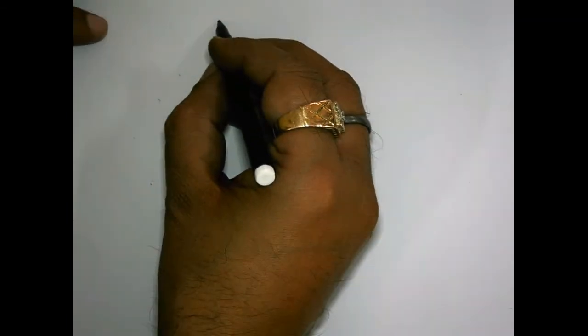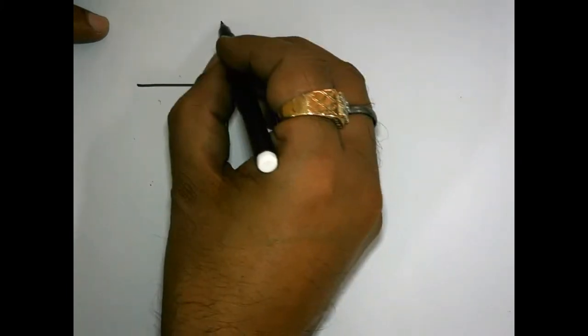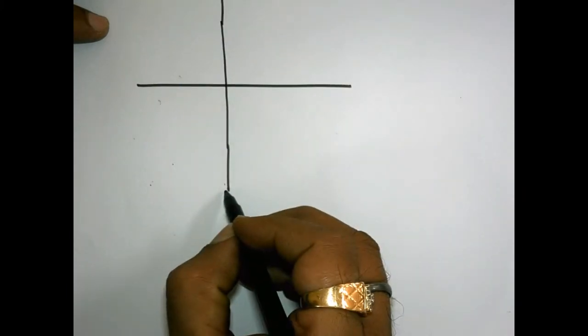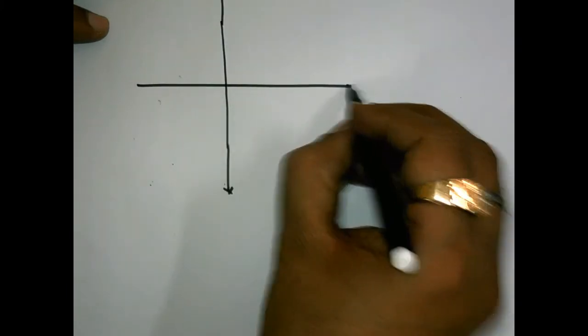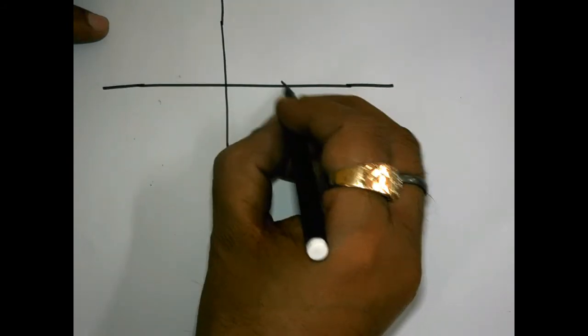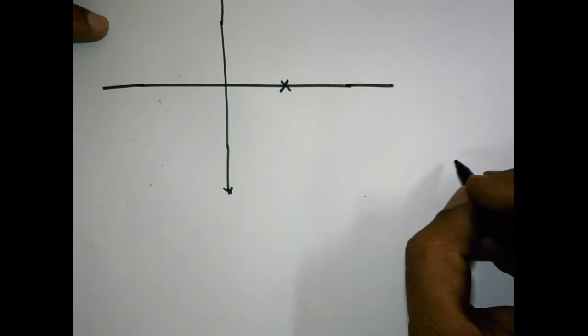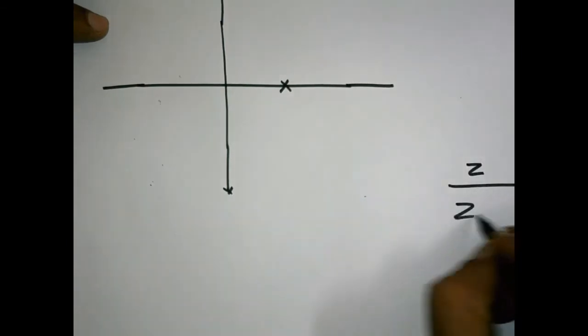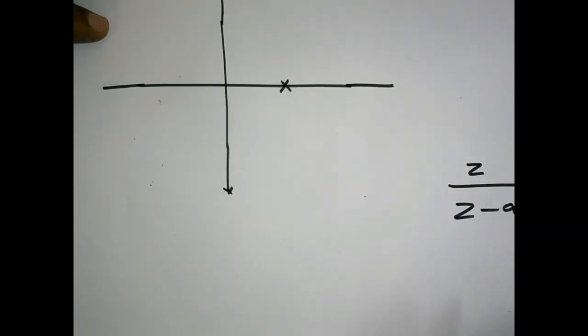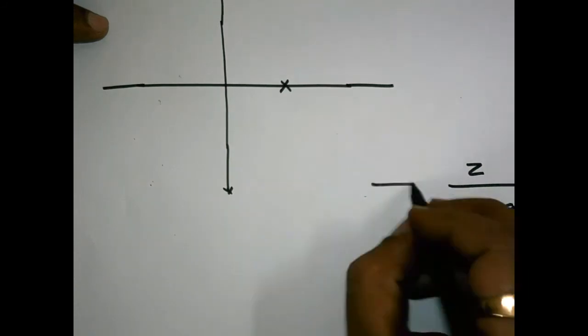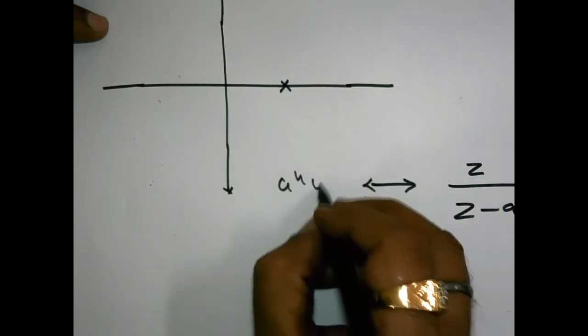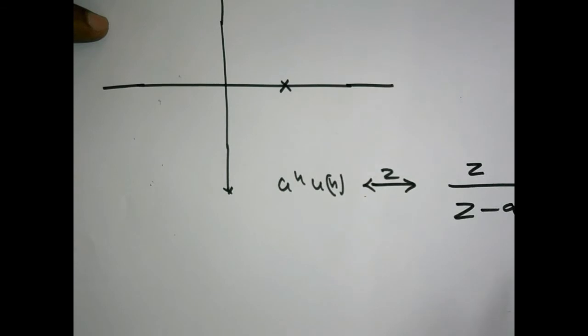What I wish to conclude over here is, in a causal system or causal signal, we have poles located, say, for a very simple signal z over z minus a. This corresponds to the signal a to the power n u[n]. This is the z transform corresponding to this signal.